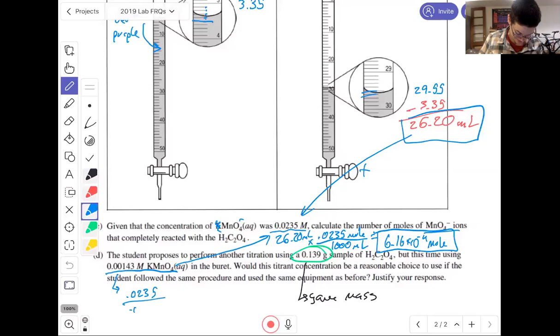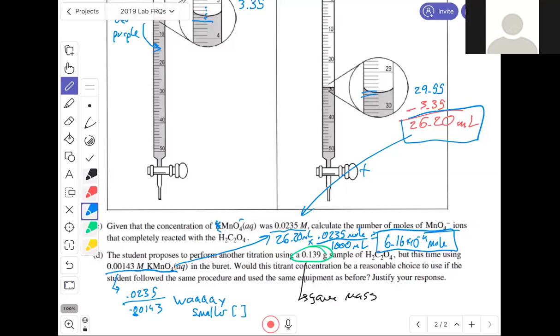You'll find it's 16 times smaller, sorry. It's not half. It would be half if it was 0.0143, but it's that much again, that extra zero in there. So it is way smaller concentration, right? Way smaller. Yeah, that's the term I'm going to use on the test. So would that concentration be a reasonable choice to use?